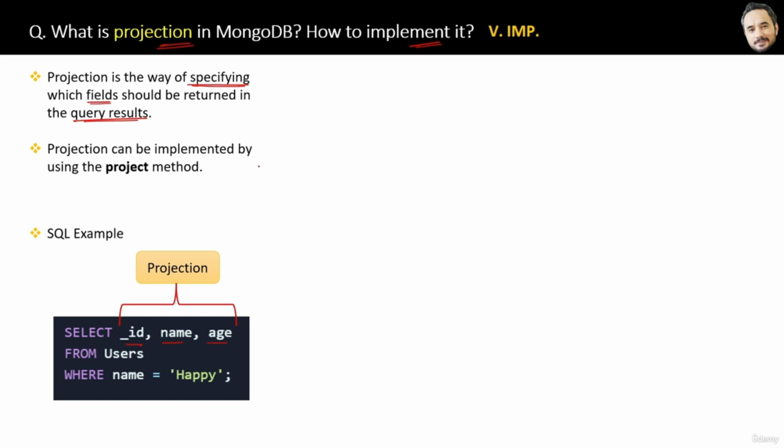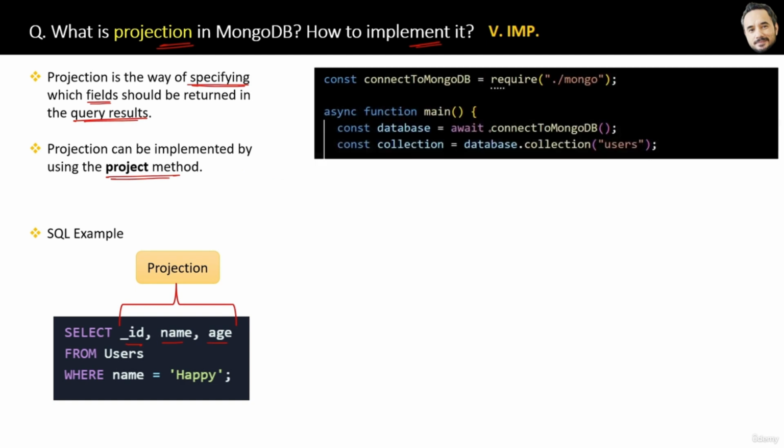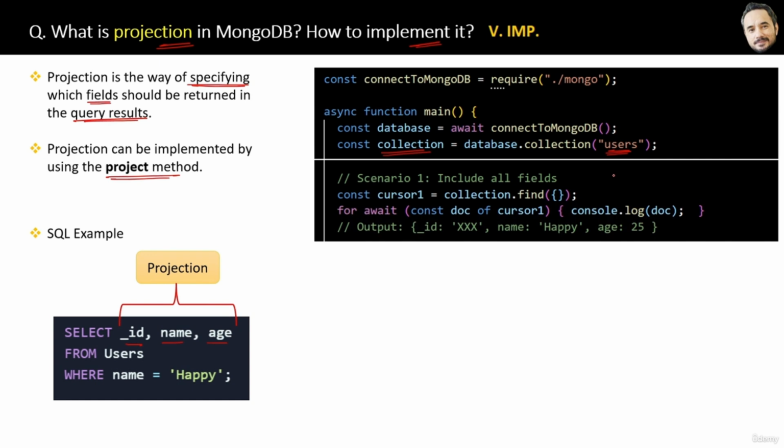Now we can implement projection by using the project method in MongoDB. Let's quickly see the code. First, we are connecting to the database and getting the users collection from the database. And there must be some data inside this users collection. Okay, this is a prerequisite. Now, if you want to include all the fields, then there is no need to use the project method here. This find method will by default return all the fields of every document, and this will be the output.